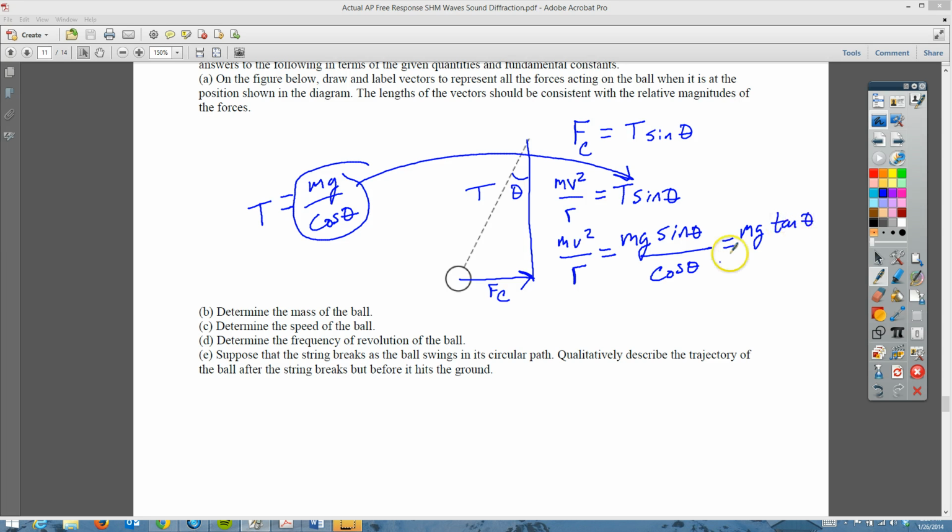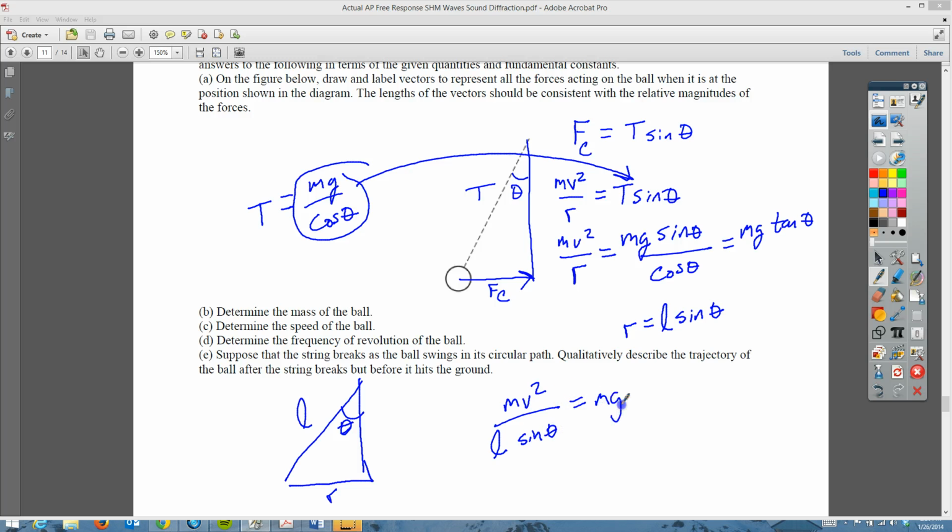We're going to substitute in r, which, if you remember, should be equal to the length times the sine of the angle. So now we're going to have the same drawing. We know that the radius, so this side, should be equal to the length times the sine of the angle. So that's where this comes from, this little guy right here. And we can substitute it in. So we have now mv squared all over L times the sine of the angle, and that's equal to mg times the tangent of the angle.